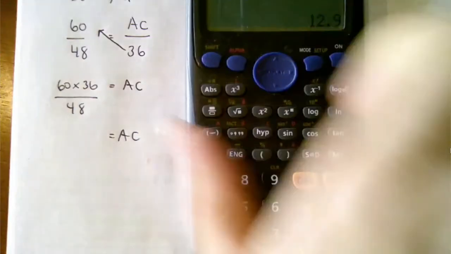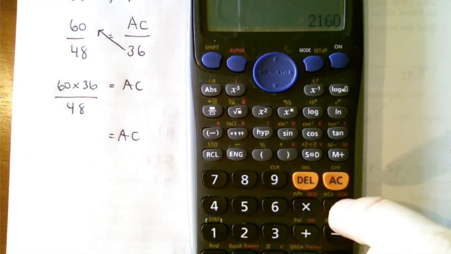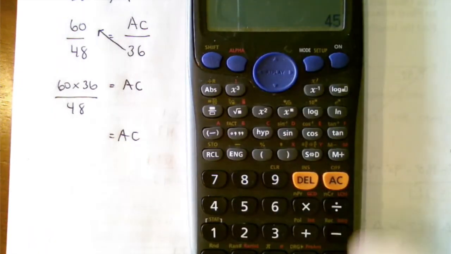60 times 36 divided by 48, calculator. 60 times 36 equals, divided by 48 is 45. And we're working in centimeters, so 45 centimeters. And there we have it.